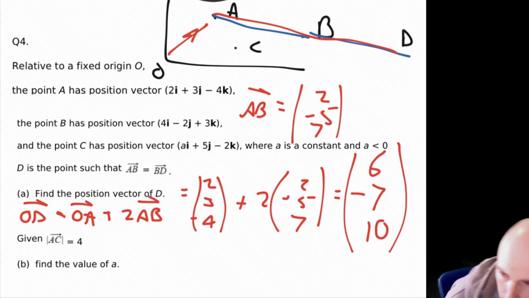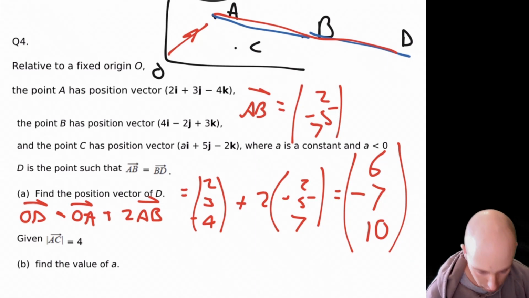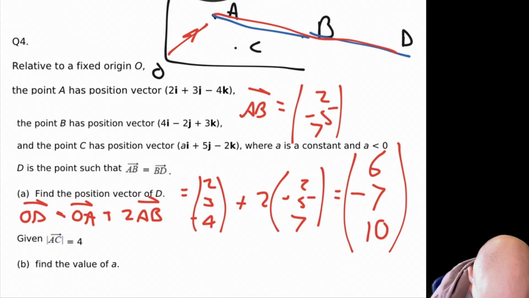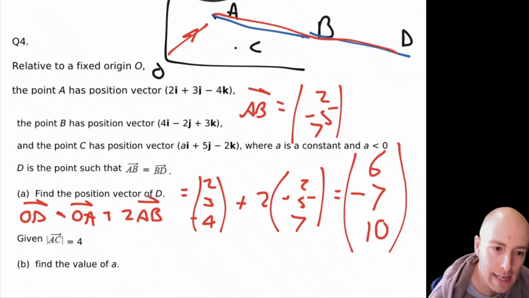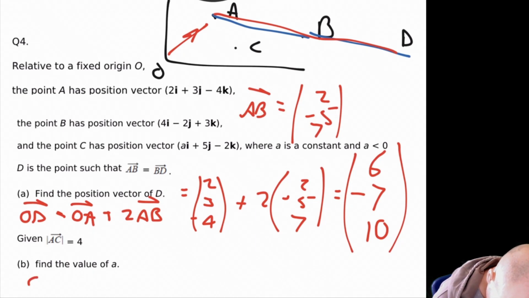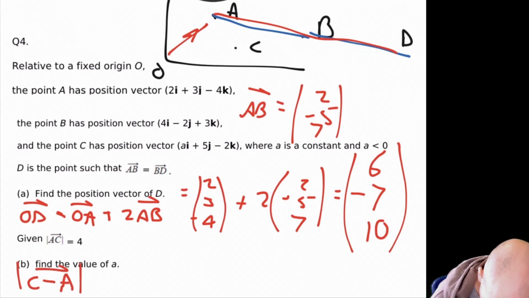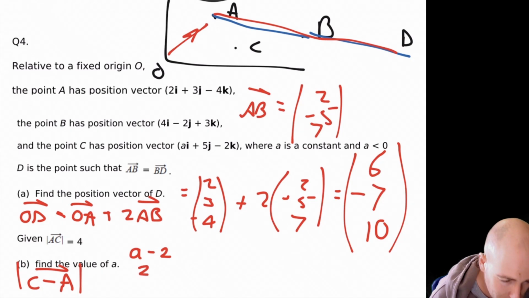Okay, given AC is 4, find the value of A. Okay then. So we need to do C take A, which will be AC. So C take A is going to be A minus 2, 2, and minus 2 minus 4 is going to be 2. So we get that as the size of 4.